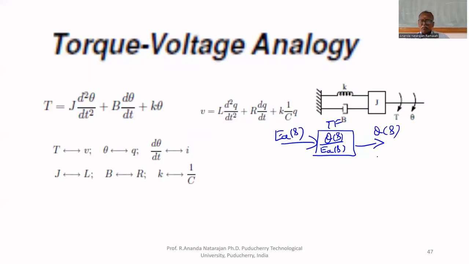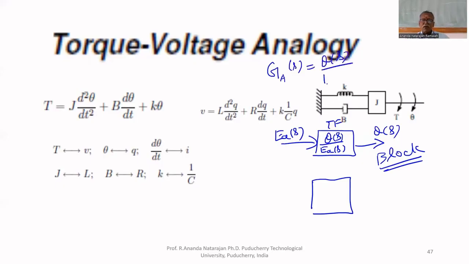Block diagram, not black, block diagram. We can represent like this. We have to put a box. The transfer function can be called as GA of S equal to theta of S upon EA of S. We can call the transfer function as GA. A is for armature control DC motor.